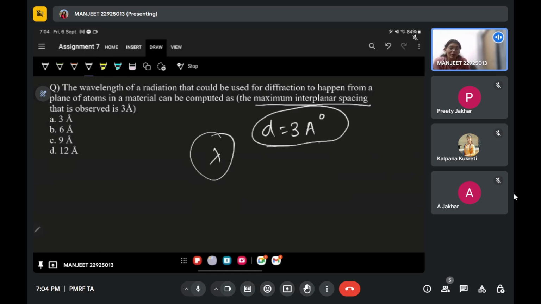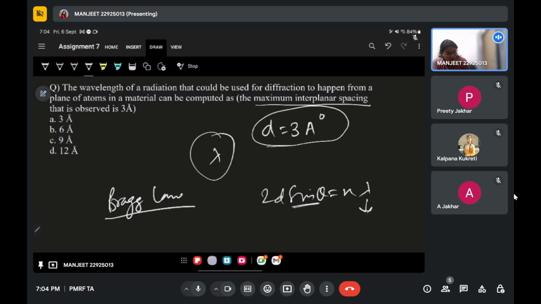So here the maximum interplanar spacing is of the order of 3 angstrom, so what will be the order of the wavelength that we use for diffraction to happen? We all know Bragg's law, 2d sin theta equals n lambda. Here lambda is the wavelength of the radiation, theta is the angle of diffraction, and d is the interplanar spacing.